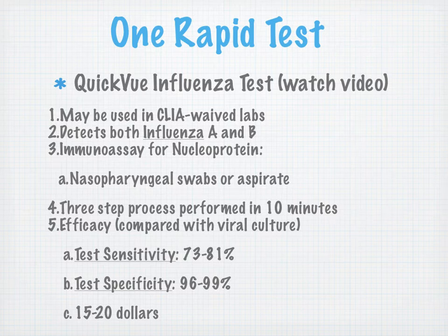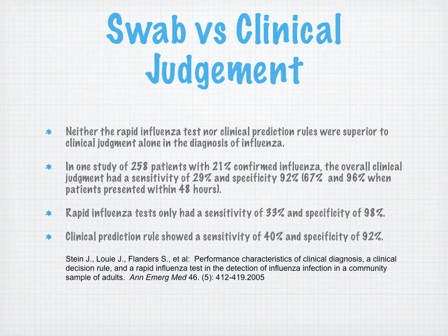Point number 4 there is a 3-step process performed in 10 minutes, and the efficacy as compared with viral culture. On number 5 we have a test sensitivity of 73 to 81, a test specificity of 96 to 99, and it costs 15 to 20 bucks. So that's not too bad. All right, and then do you swab versus clinical judgment?